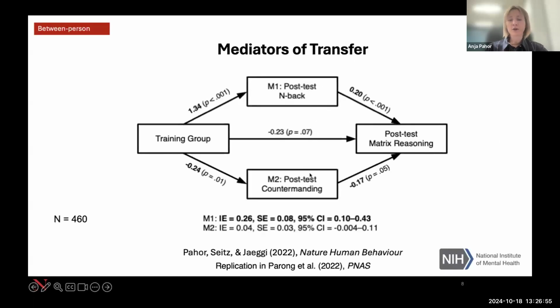And other control moderators, such as this inhibitory control task, did not show the same pattern of results. And this was also replicated in a different sample. So this result may help explain some of the variability seen in the literature in terms of far transfer. And it also suggests that it's important to include these nearest transfer tasks because they can tell us something about potential far transfer.